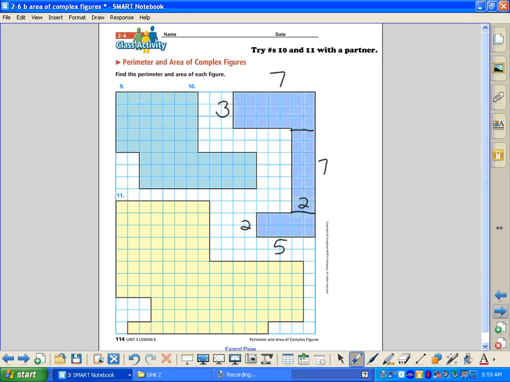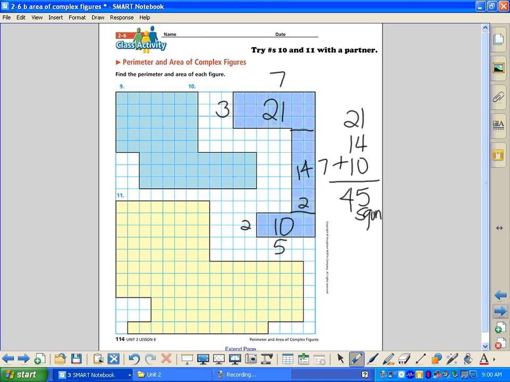5. Okay, so now I can easily find the area. 3 times 7? 21. 2 times 7? 14. 2 times 5? 10. Now what do I need to do with all those numbers I just found? Add them all. 21, 14, and 10. 1 plus 4 is 5. 2 plus 1 plus 1 is 4. So 45 square units.